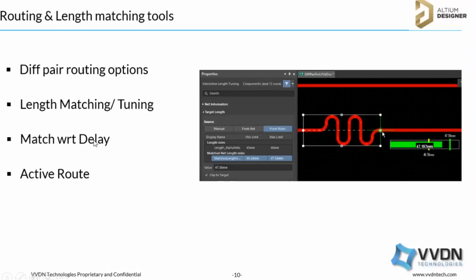And match with respect to delay: in the 20 versions, we have introduced this. You can match the signal not only with respect to length, what is the maximum length, but you can match the signal with delay in seconds. Signals travel at the speed of light, so you can use that. You can match the signal with respect to delay, right? And I will show you the length matching, tuning and routing tools in Altium, what all we have, during the demonstrations.